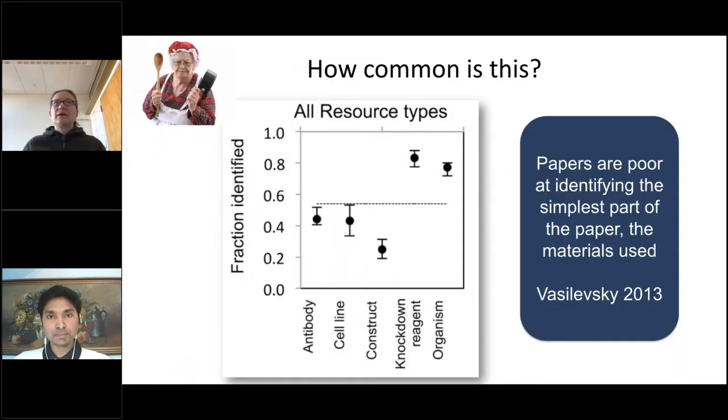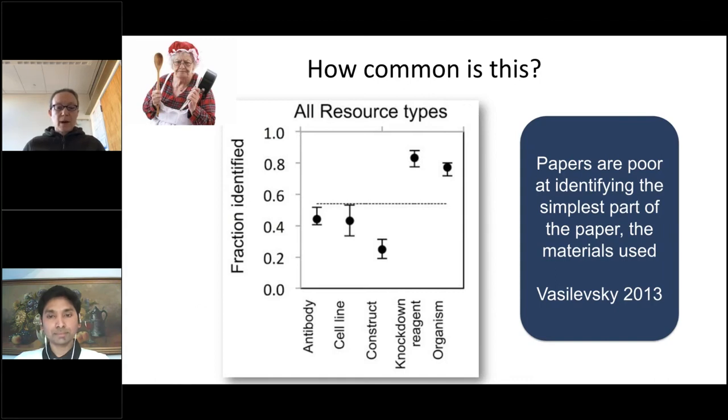We have a failure at step one. In fact, when we look across the entirety of the literature, and this was done for hundreds of papers that were all identified by Nicole Vasilevsky, and this is a while back, she found that across all kinds of impact factors, across all sorts of subdisciplines of biology, we could find only about half of the research resources.